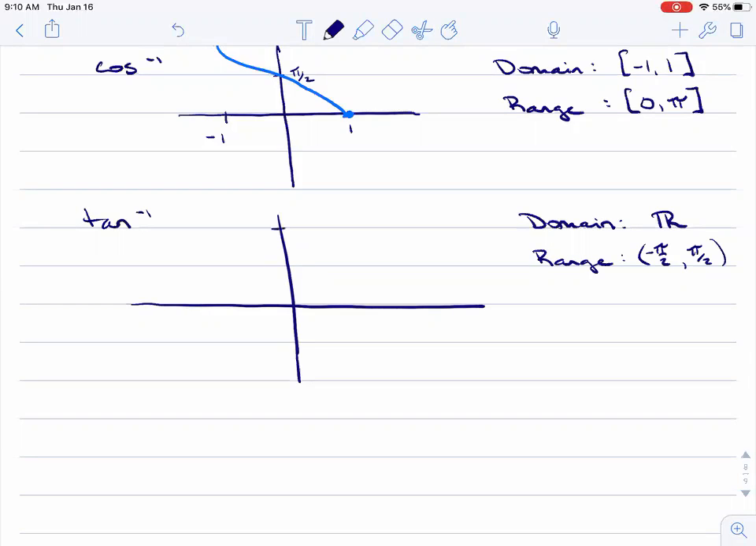So what that's going to look like is here at pi over 2 and -pi over 2, I've got these horizontal asymptotes, which I'll just kind of box myself in with these dotted lines. And then what it's going to look like is it's just going to start down here and curve up and kind of curve off that way.